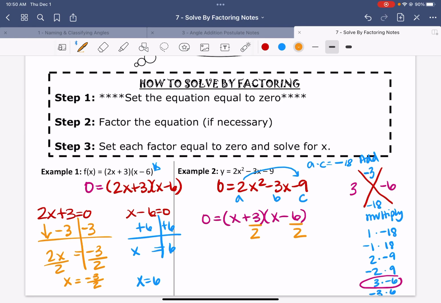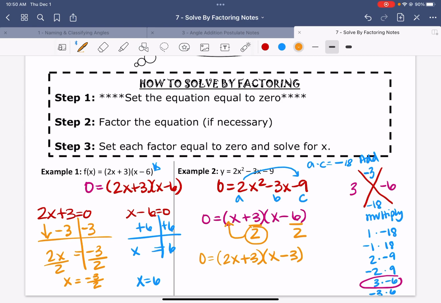3 divided by 2 isn't nice, so we take that 2 and we slide it up. Okay, we move it up in front of the x, so we have 0 equals 2x plus 3 times, does negative 6 divided by 2, is that nice? Yeah, that's going to be negative 3. So that one becomes x minus 3. So there are factors.